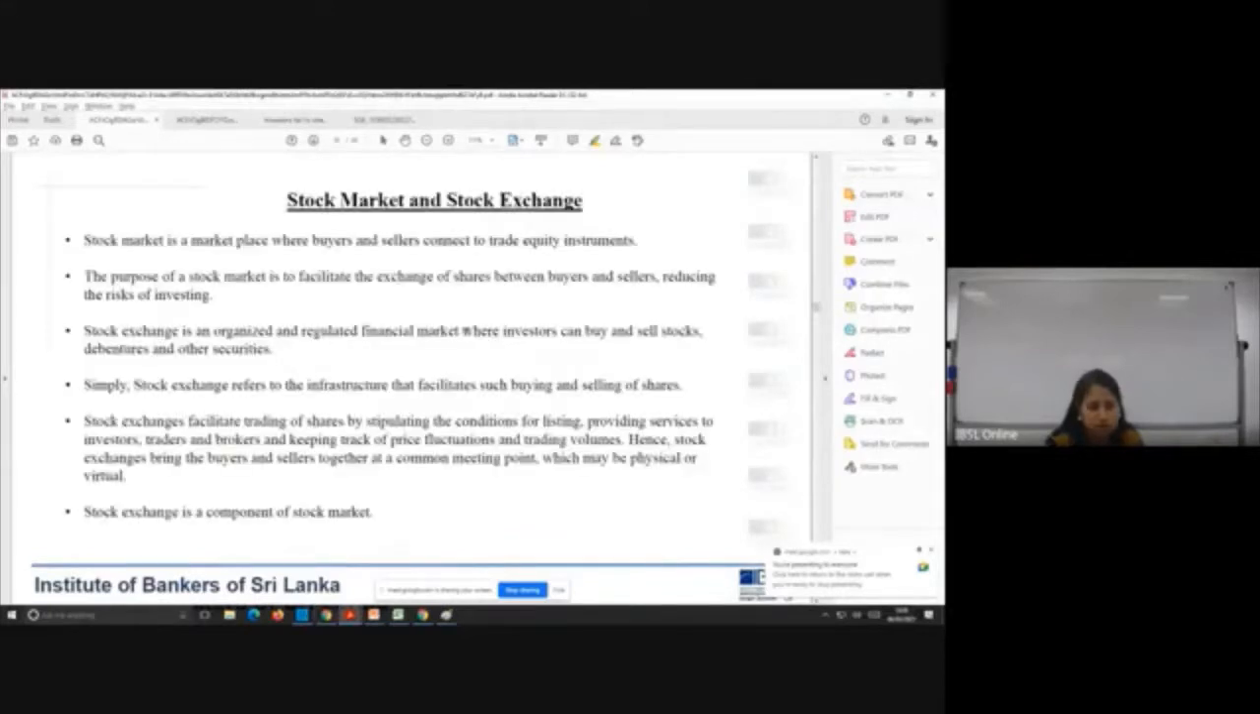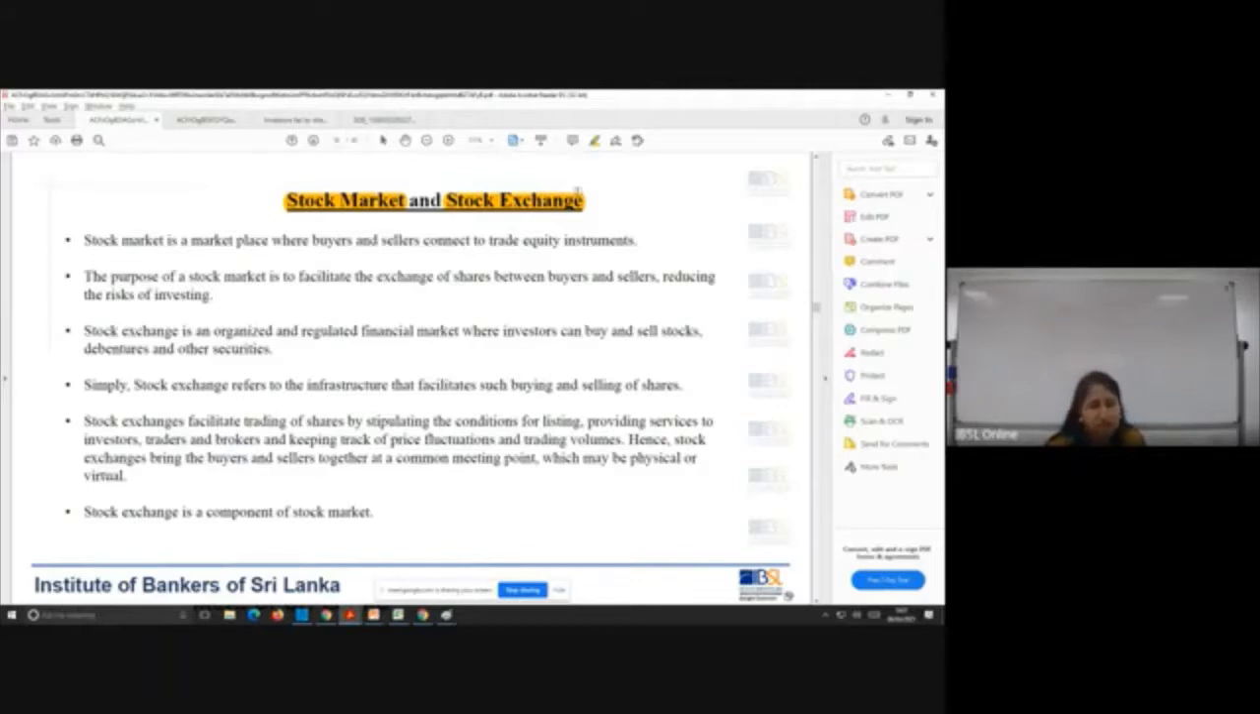Now, stock market and stock exchange are two different terms. Practically, yes, so many students or even books sometimes interchange these two words. Even we sometimes refer to our stock exchange as the stock market. But what is the difference between these two?